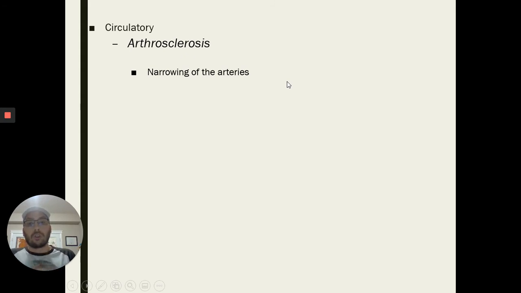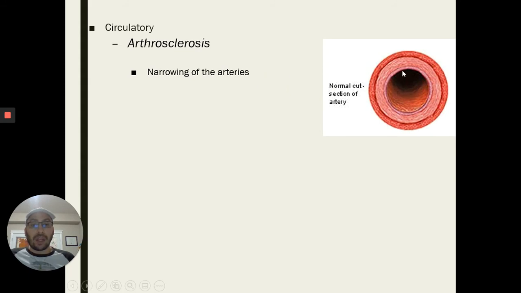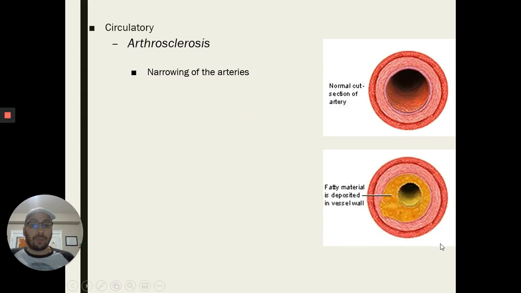So I showed you earlier, on the previous video, how the walls of the arteries are thick, and they have that thick muscle. That's so the blood can get pumped from the heart to the different parts of the body. And right here again is another cross section of a very healthy artery. Now imagine though, what would happen if we started narrowing this hole? Something like this. Take a look at that.